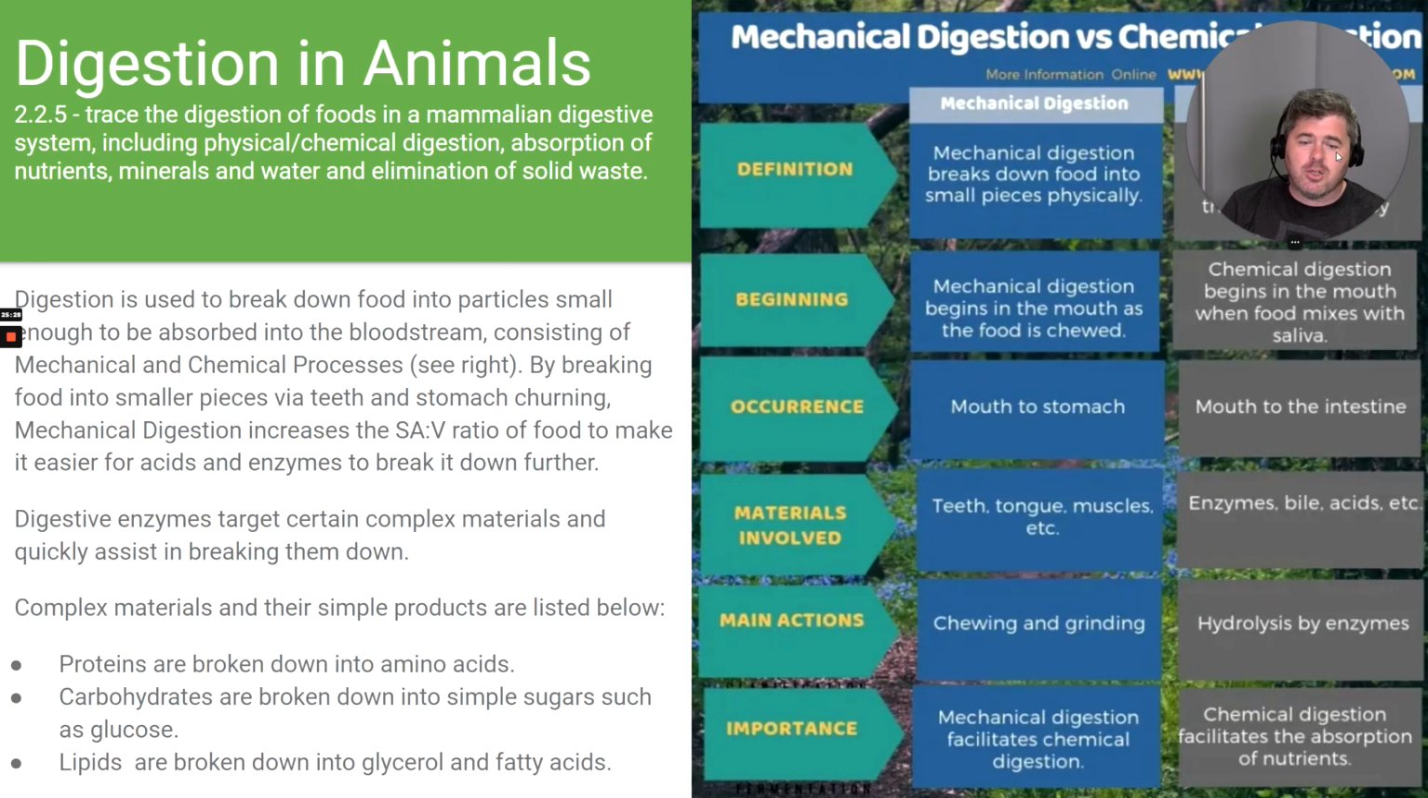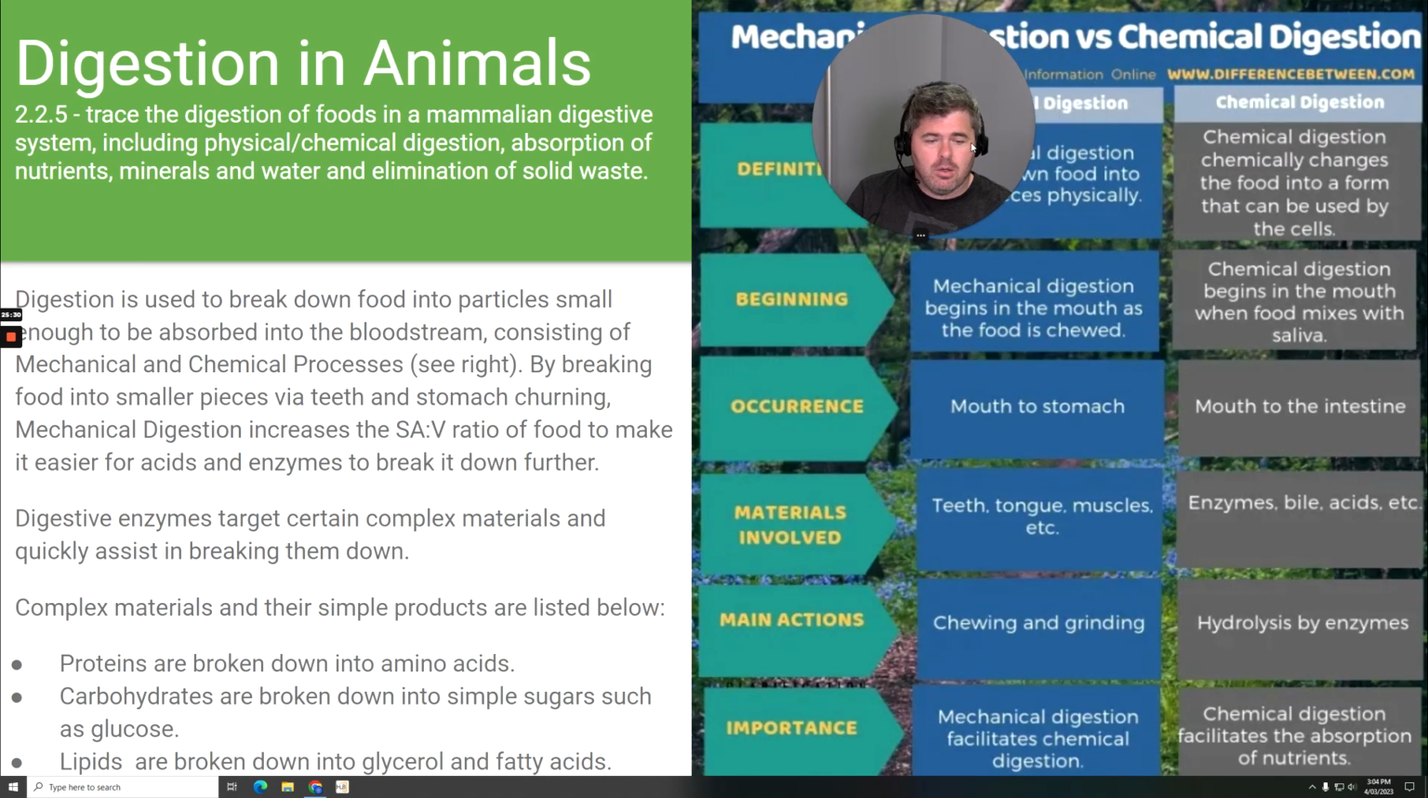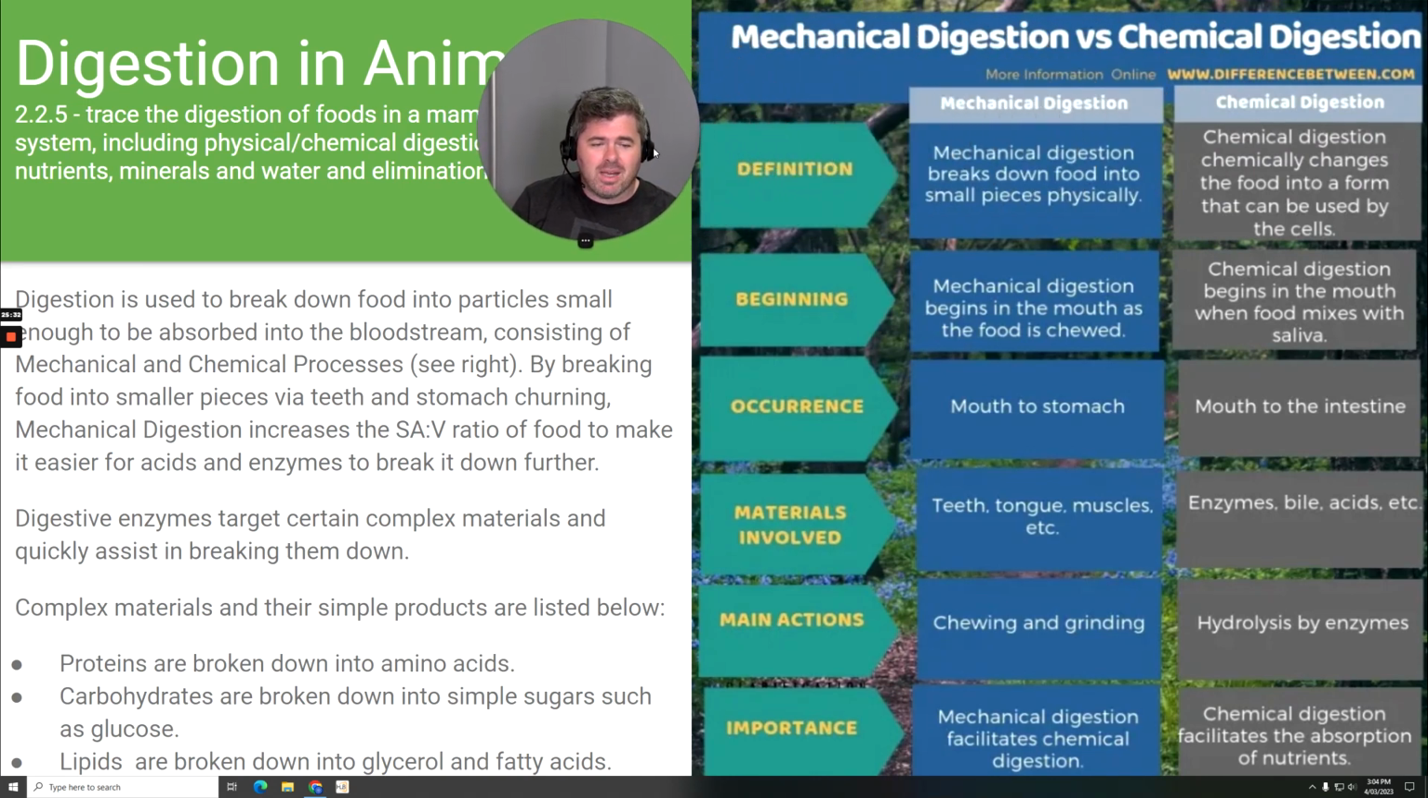Alright, digestion in animals. Now, here we have a comparison of mechanical and chemical digestion. If you're not great on understanding stuff, please ensure you have that table down. Now, digestion is used to break down food into particles small enough that cells can use. And often this means it has to be dissolved into the bloodstream. Now, this consists of two processes.